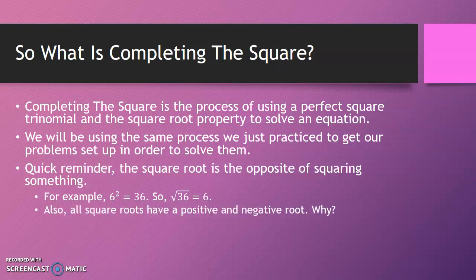Also, quick side note that all square roots have a positive and a negative root. And why is this? Well, if I take 6 squared, I get 36. But if I also take negative 6 squared, I also get 36. So technically, the square root of 36 would be both positive and negative 6. This will come in when we start to solve these equations.